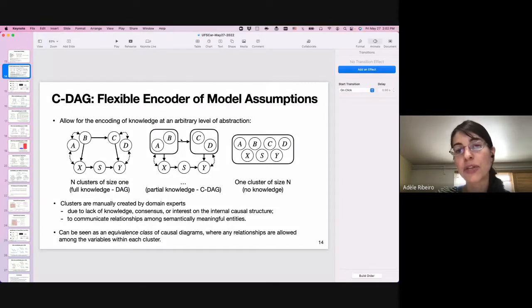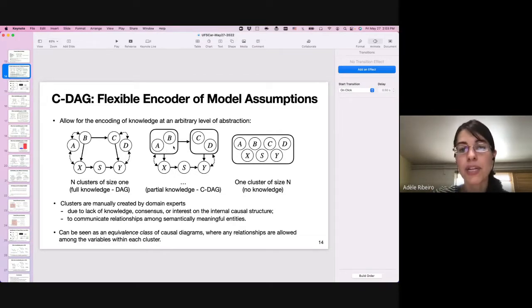So to connect two clusters, I need to know that there exists at least one variable in this cluster that's connected to another variable in the other cluster. For example, B could be connected to C, and no other variable in the second cluster is going to be a cause of the variable in the first cluster, because I cannot create a cycle. Okay. So you need to know the partial order among clusters to create these clusters. And you can do this manually.